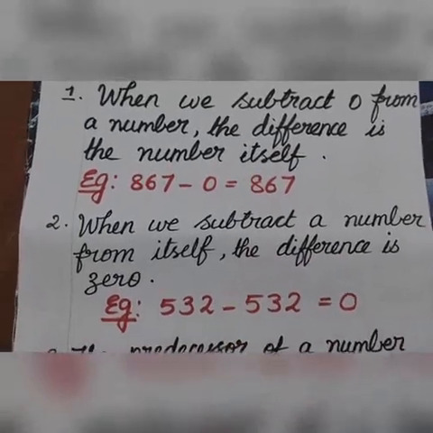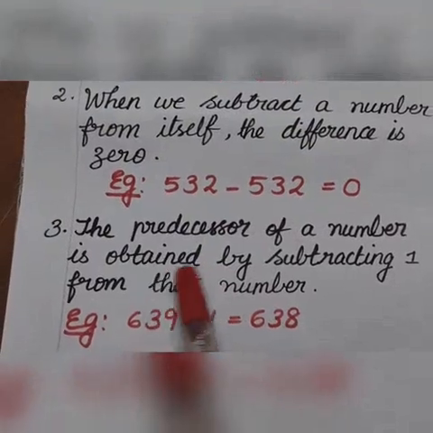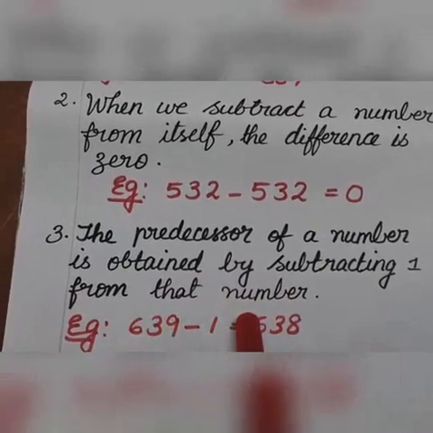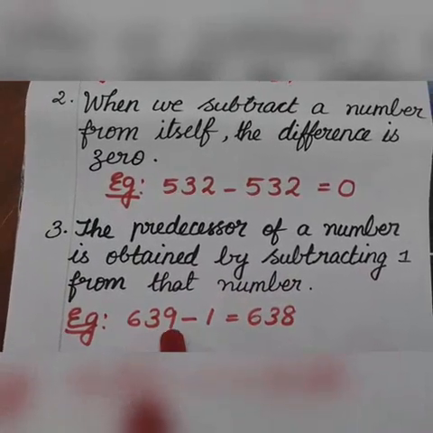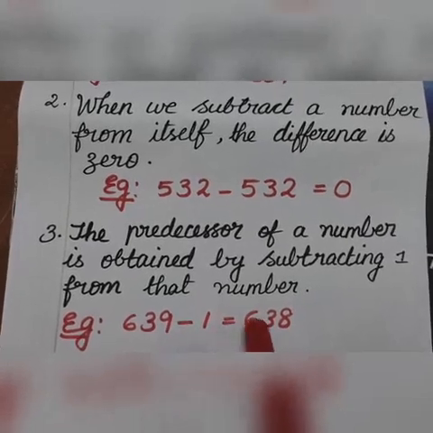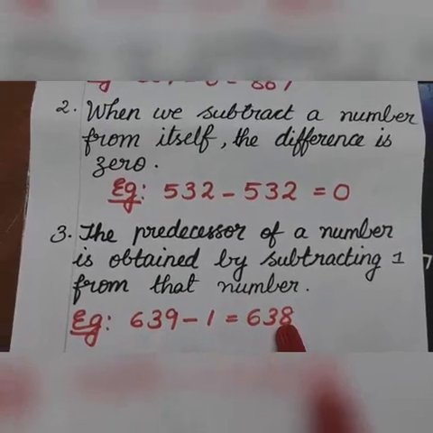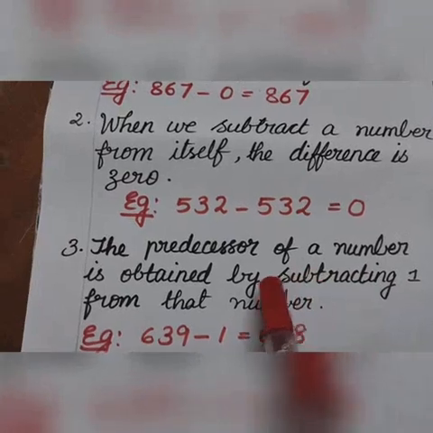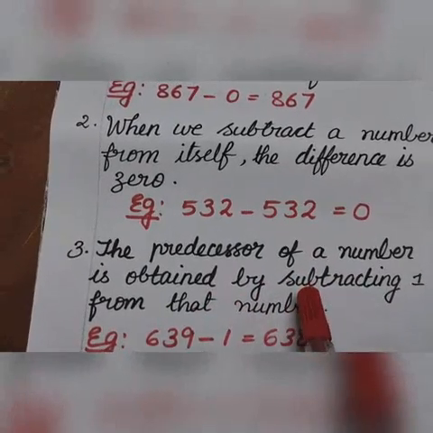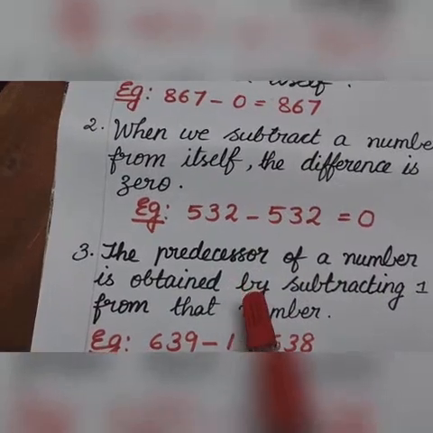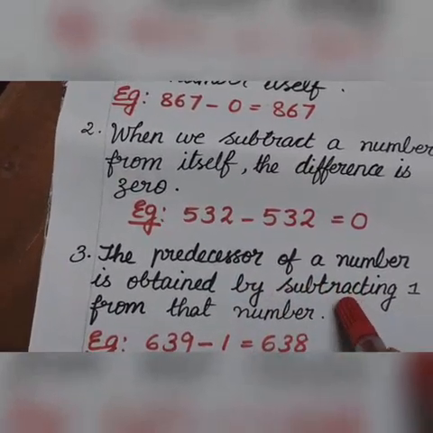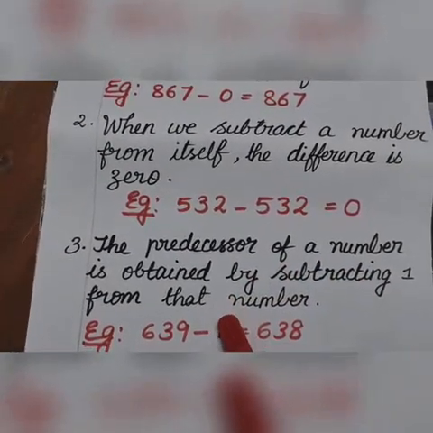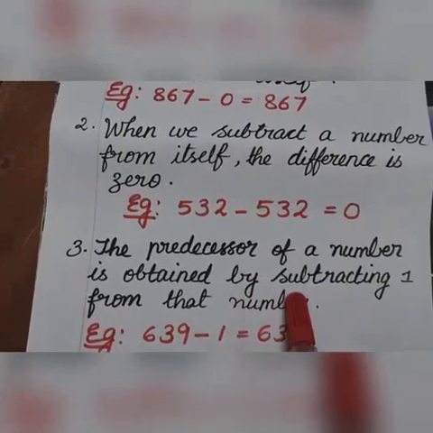See the next property, the third property. The predecessor of a number is obtained by subtracting 1 from that number. That means 639 minus 1 is 638. When 1 is subtracted from a number, the difference is the predecessor of the number, the number before. That's our third property.